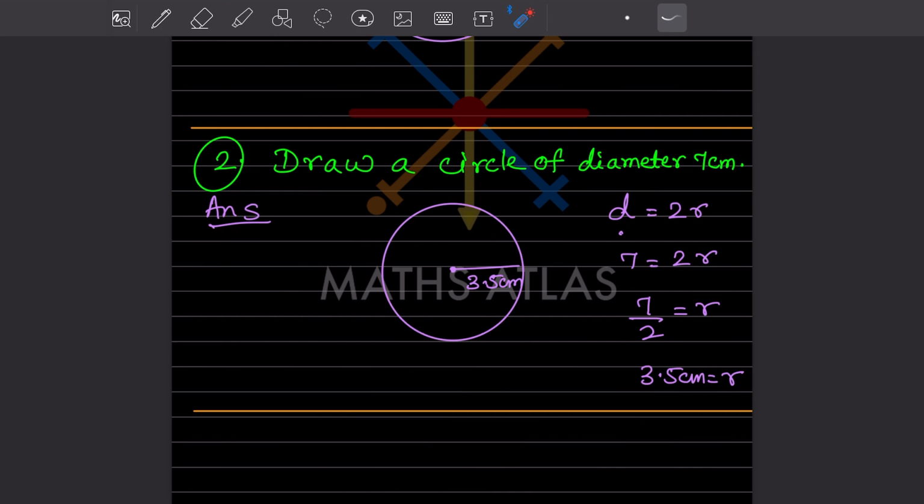So once you get the radius 3.5, you will again take the scale. You will see where the 3.5 is. So in between 3 and 4, that will be 3.5. Then you will keep the compass point over here and the other point over here, and you are going to draw a circle of 3.5.